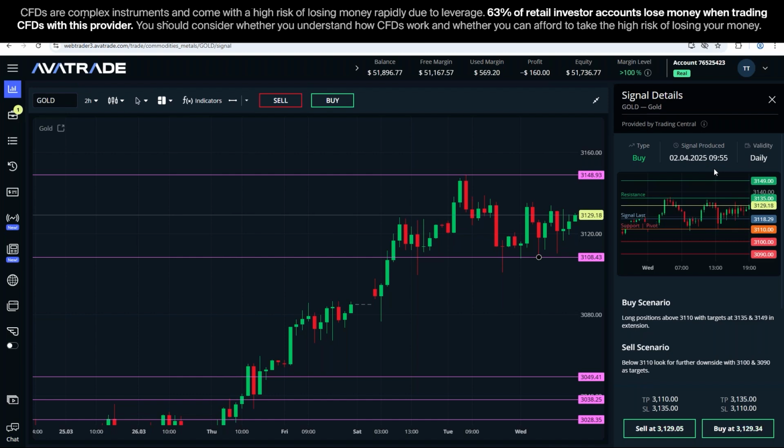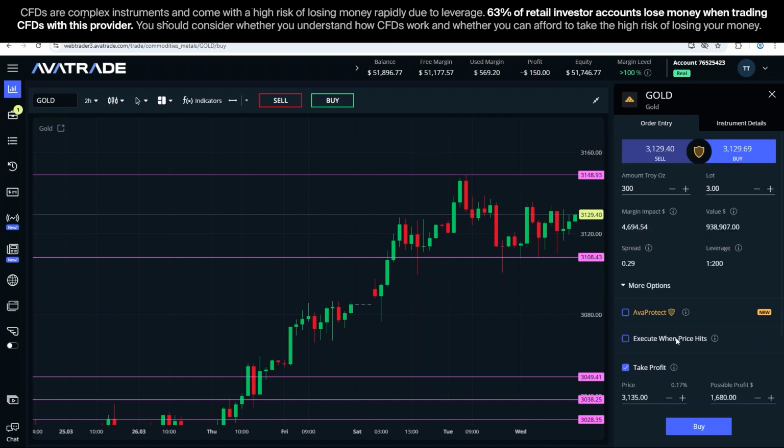I don't think the entry point is perfect here. I'd rather have caught this a few hours back. If the webinar was earlier, it would have looked better, closer to the support level, and so we could have risked less and had a larger potential profit up to the resistance up here. But it doesn't mean that it's a bad entry point. Okay, if you, for example, wanted to buy on this, you certainly could.